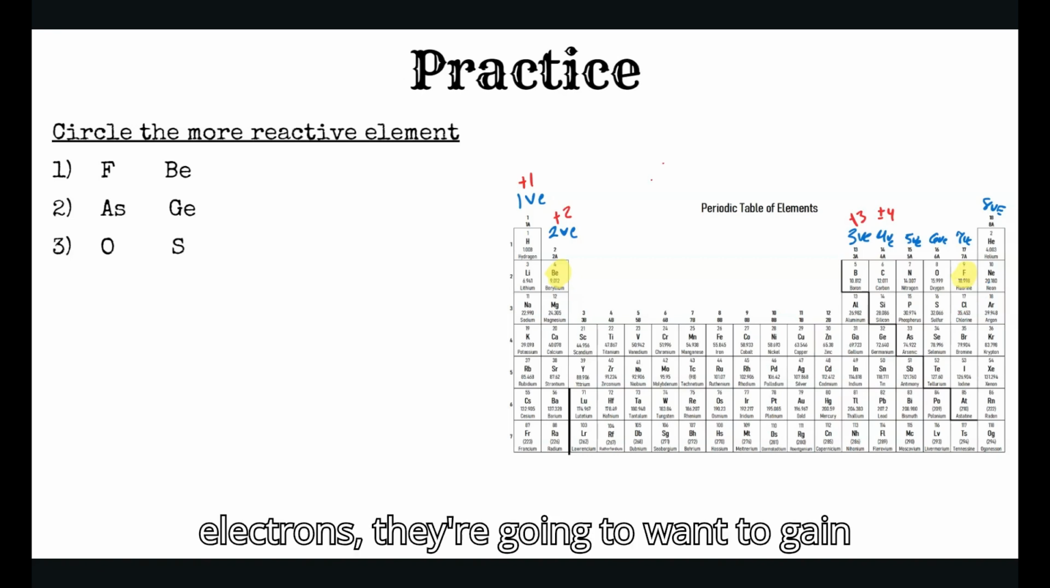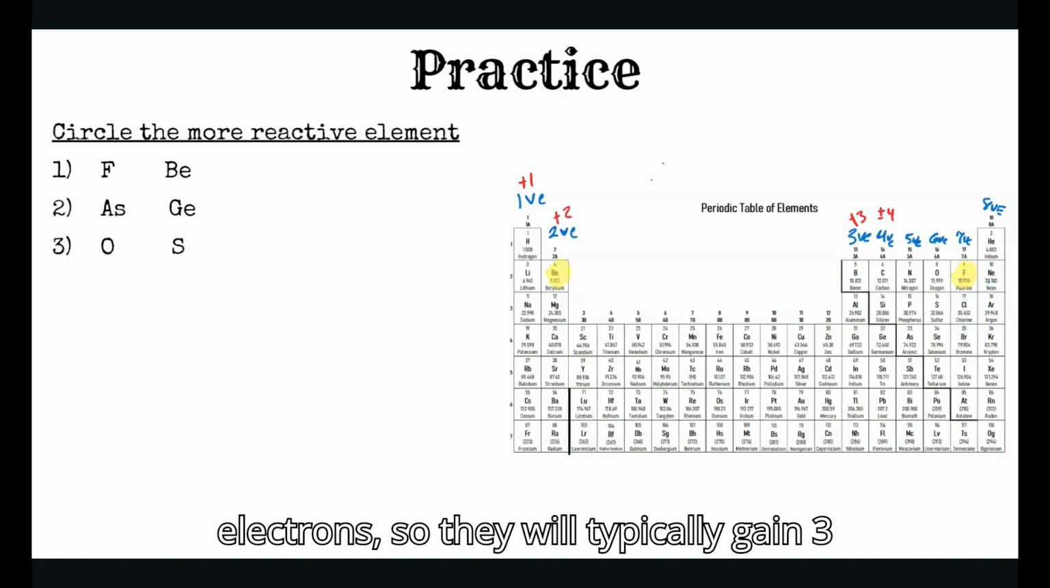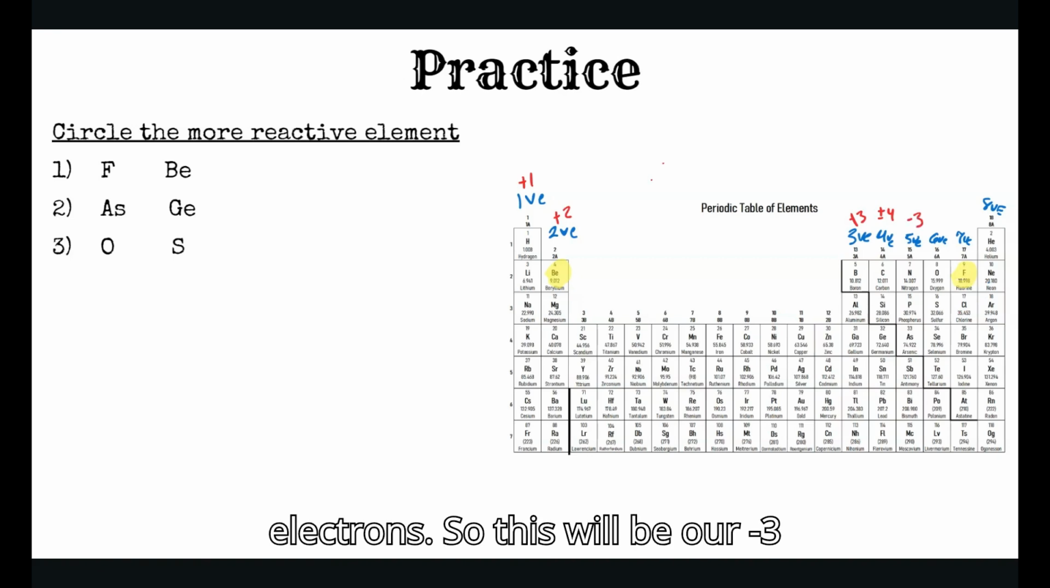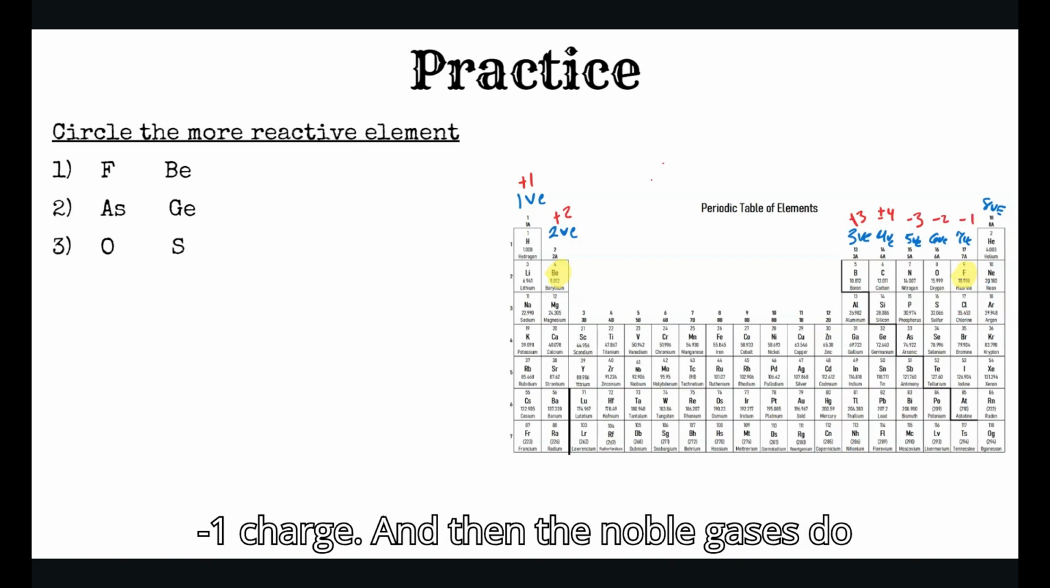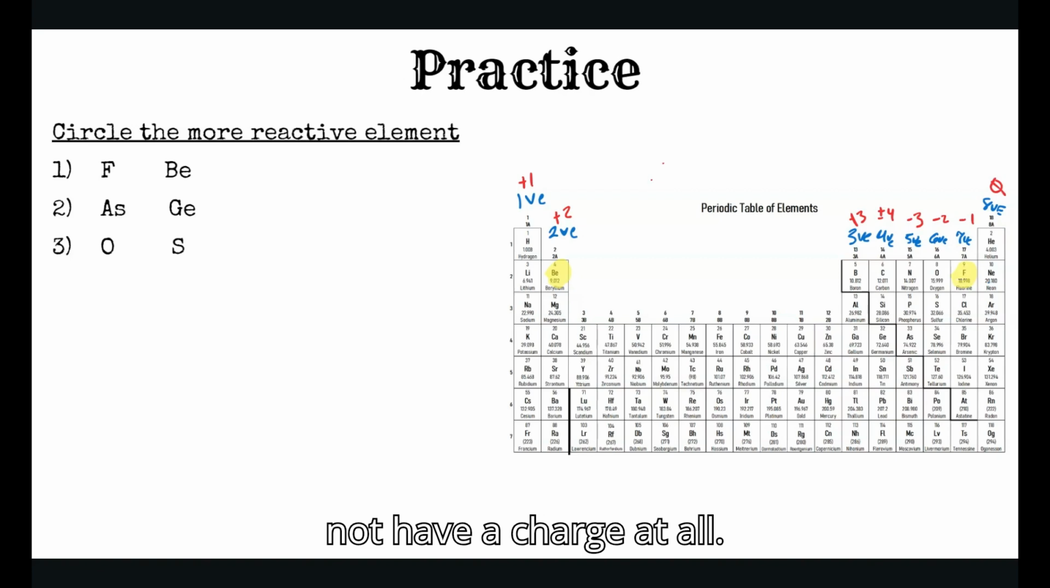Our 5 valence electrons, they are going to want to gain electrons. So they will typically gain 3 electrons. So this will be our negative 3 charge, negative 2 charge, negative 1 charge, and then the noble gases do not have a charge at all.